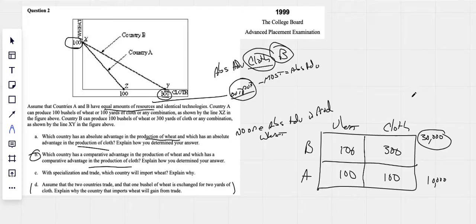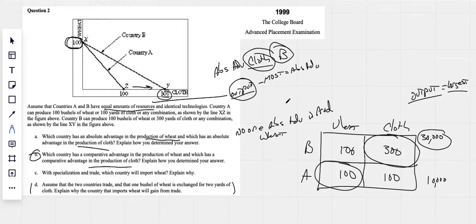For an output problem, we'll do the math to make sure that we're right about this. For an output problem, the largest number when you cross-multiply shows who should be producing the good. So it looks like A should do wheat and B should do cloth. This makes perfect sense in that they have the same number for wheat, but look how much more efficient B is. B can produce a ton more cloth than A can. So this makes sense to us.